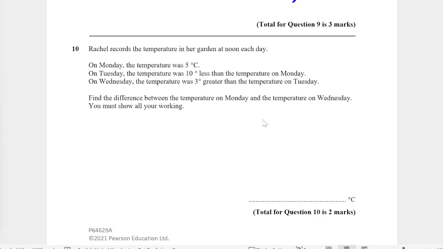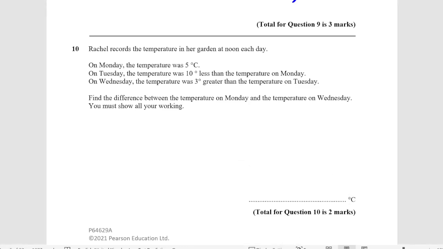Okay, question 10. Rachel records the temperature in her garden at noon each day. On Monday, the temperature was 5 degrees C. On Tuesday, the temperature was 10 degrees less than the temperature on Monday. On Wednesday, the temperature was 3 degrees greater than the temperature on Tuesday. Find the difference between the temperature on Monday and the temperature on Wednesday. You must show how you got your working.